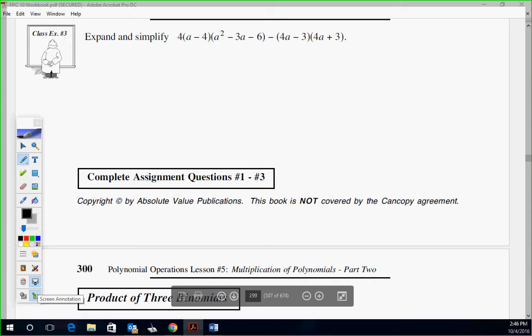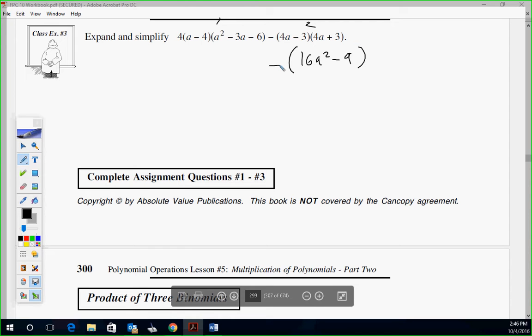All right, so this one, kind of break into two groups. I got this one group here and this second group here. My second group is a pattern. You should recognize that from the beginning of the last lesson. So that's going to be 16a squared minus 9. That one's done in terms of FOILing, because it's the same thing times the same thing with a minus.